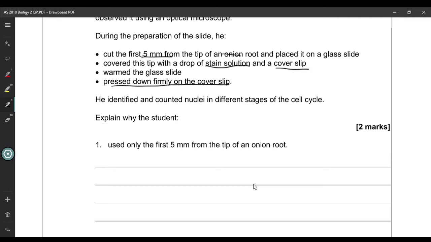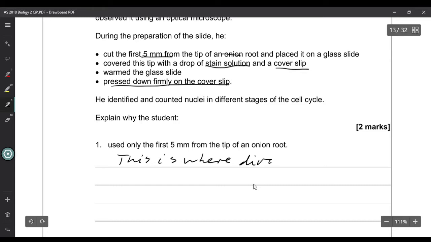So if the student wants to identify different stages of the cell cycle, he needs to see the cells that are dividing, and it's only in this region do you get cells dividing. So we can say they only used the first 5 millimeters because this is where dividing cells are formed.